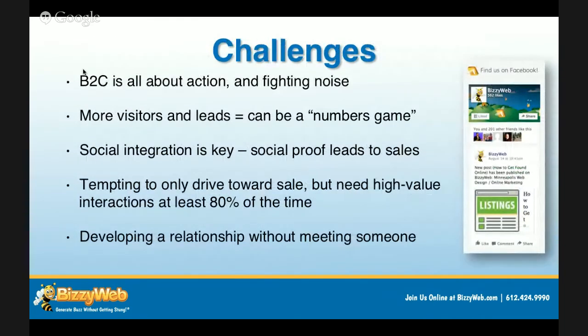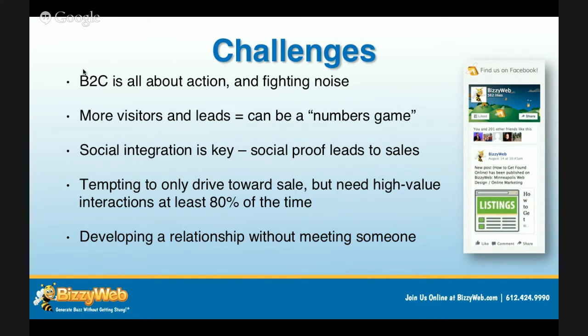So what are some of the challenges that we're going to face when we create and manage an e-commerce website? Well, a B2C website is all about action. We want people to come. We want people to do things. We want to make sure that they know exactly what they need to do, that they don't get distracted by shiny things that we have on our website. So having clear calls to action is crucial.